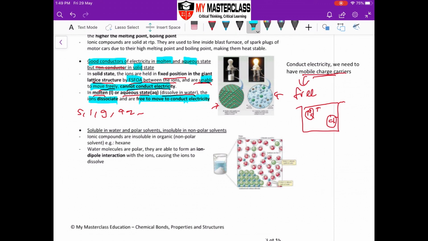Remember, ionic compounds cannot conduct electricity in solid state, but they can conduct electricity in aqueous state or molten state. Molten state, why is it so? It's because the ions are going to be sliding in layers. So when you're sliding, it's quite free. They can act as charge carriers to conduct electricity.